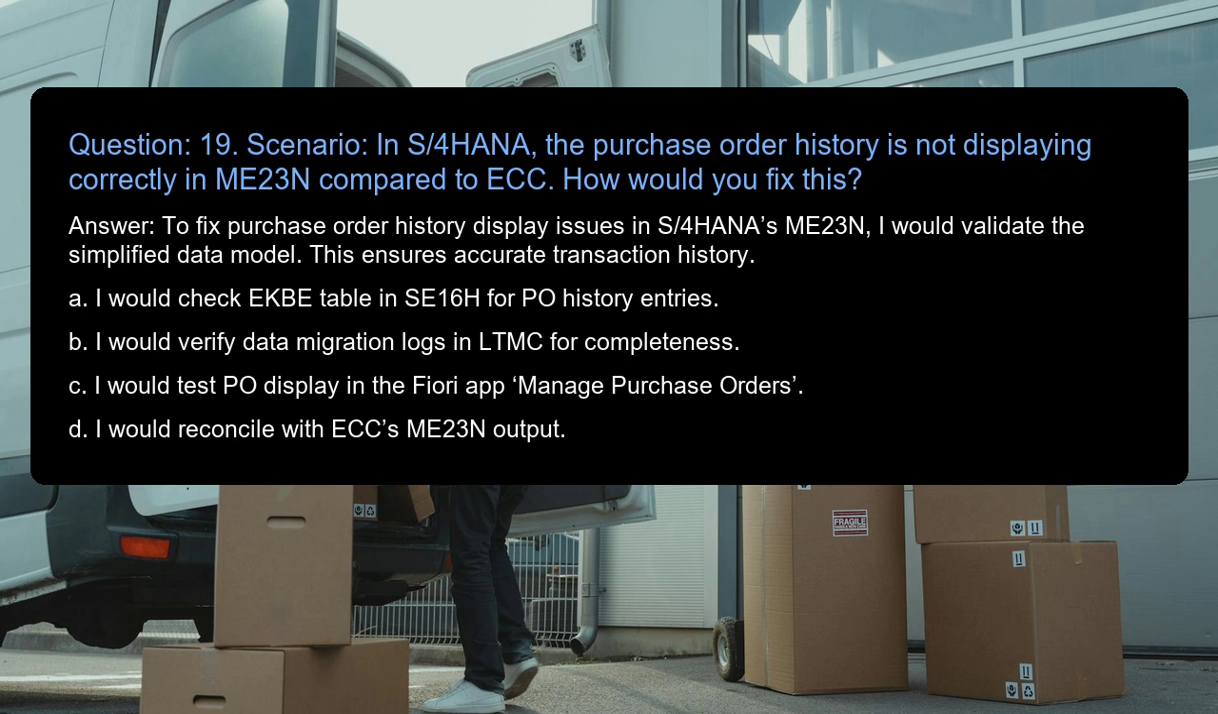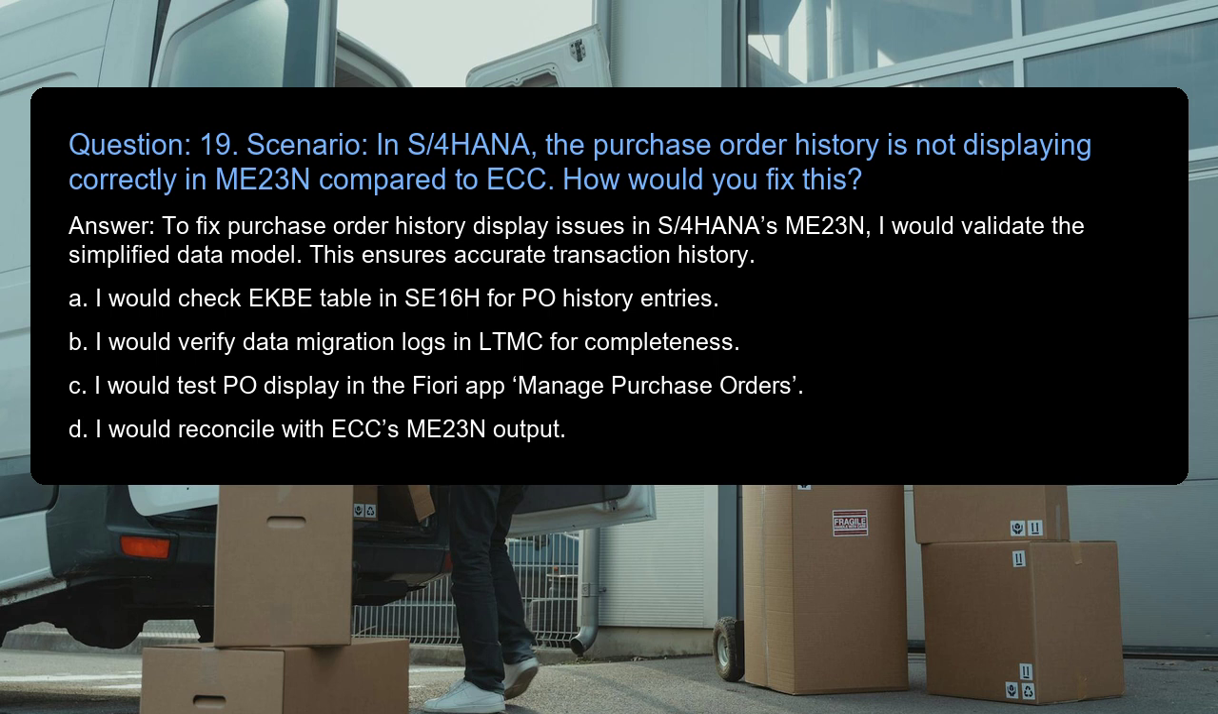Question 19. Scenario: in S/4HANA, the purchase order history is not displaying correctly in ME23N compared to ECC. How would you fix this? Answer: to fix purchase order history display issues in S/4HANA's ME23N, I would validate the simplified data model. This ensures accurate transaction history.